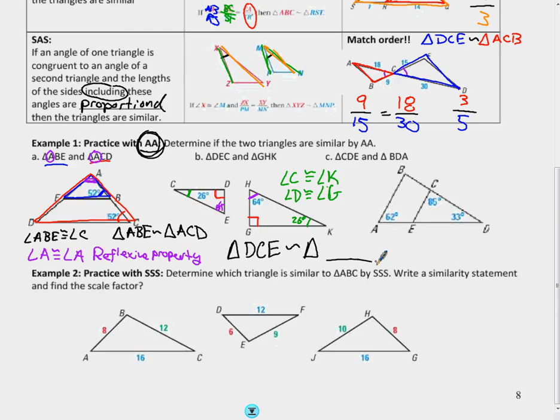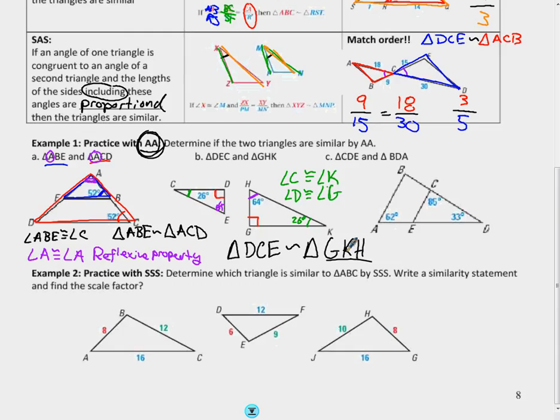Yeah, Erica? G, I agree with that. H, yeah, no. G-A-H. G, GK. K, H. I have to switch the H and the K because I have to make sure the 26 goes to the 26 and the 64 goes to the 64 in the same order. Okay? Alright, try number C on your own. See if you can find the missing.